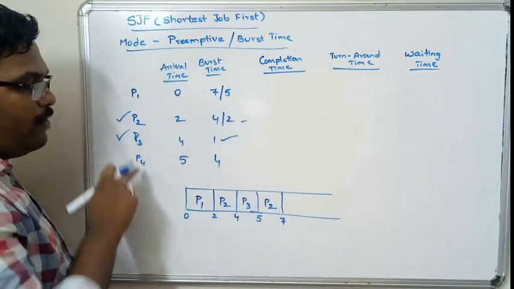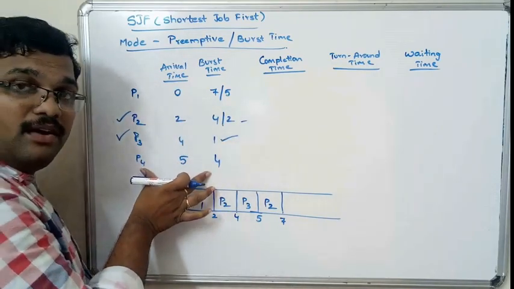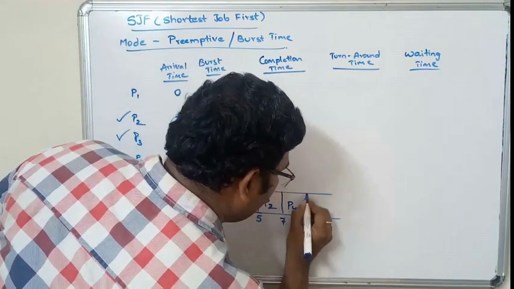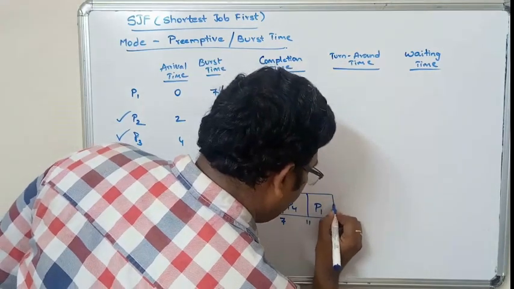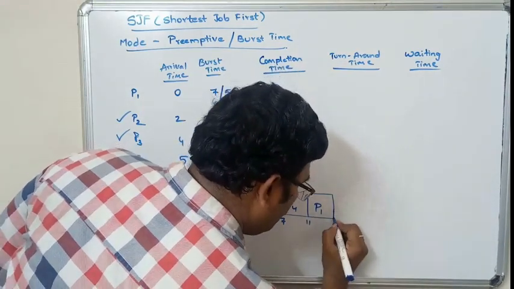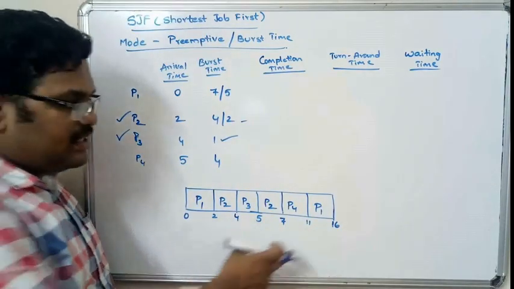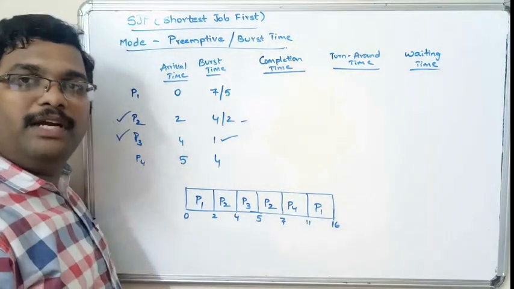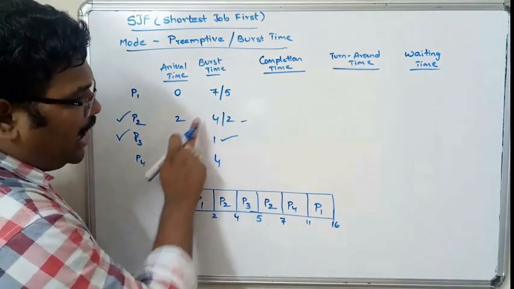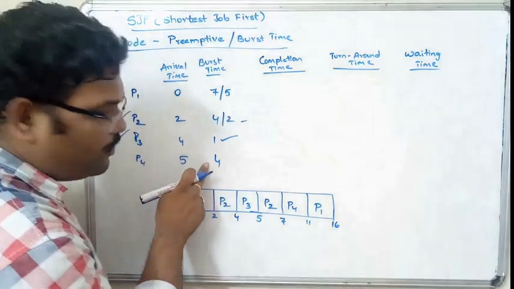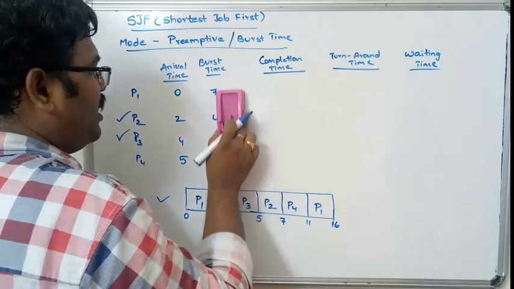Now P1 and P4. P4 requires 4, P1 requires 5. Among these two, P4 has the lowest burst time. So P4 is allocated to the CPU and then P1 is allocated to the CPU. Right? So a total of 16 milliseconds is required to execute all the processes. Now let us check this one. 7 plus 4, 11. 11 plus 1, 12. 12 plus 4, 16. Total 16. So this Gantt chart is correct.